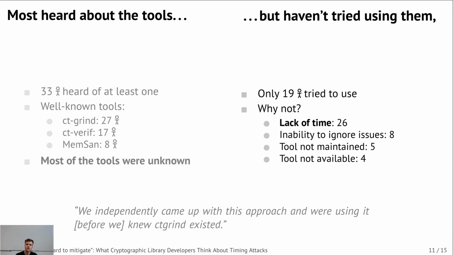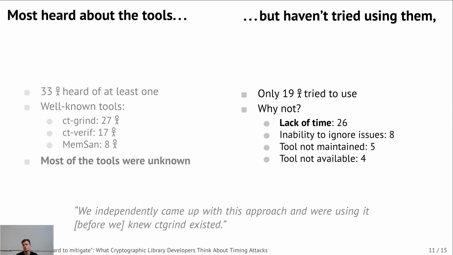In these results, only 19 tried to use these tools out of the 33, but most reported that lack of time was the issue that they had with the tool. They just didn't have time, or there wasn't enough priority for them to use the tool to detect possible timing leaks.